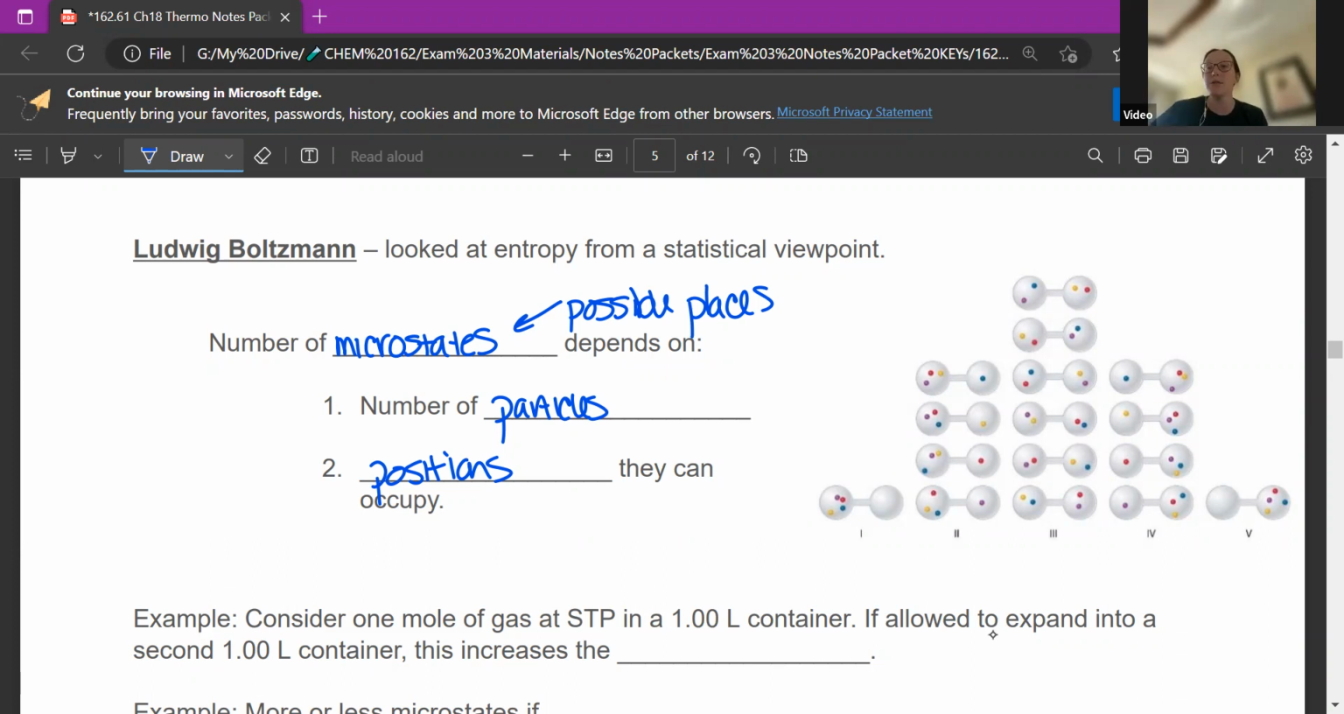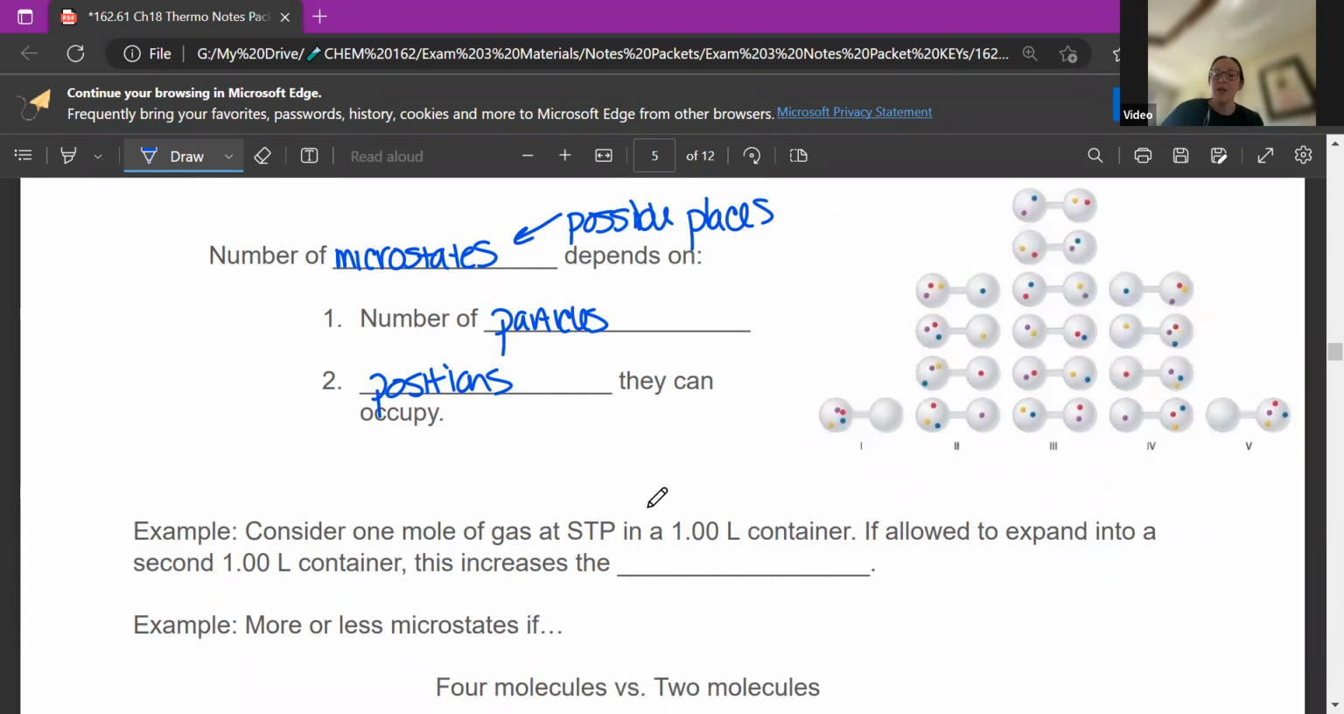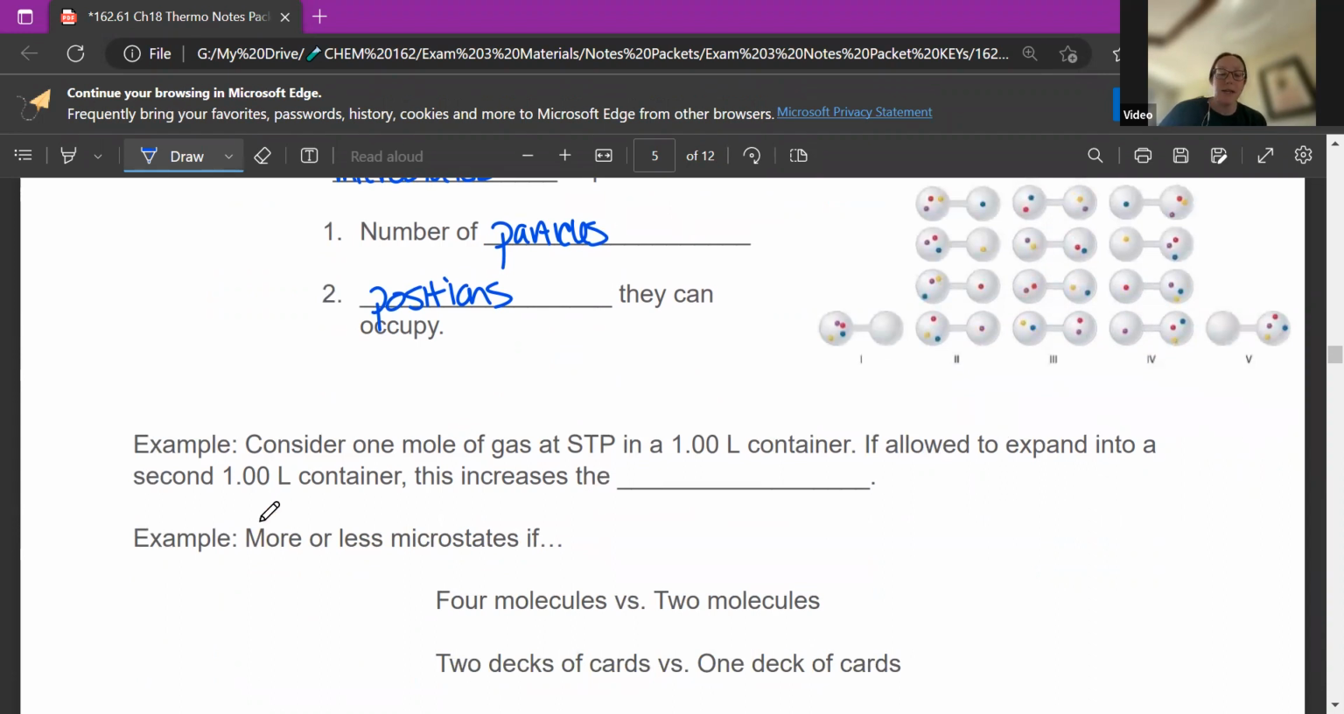Now, if I introduce more particles into the mix, there would be more options. Or if I gave you a 3rd bulb that things could be in, you would have more options. So there are more microstates, meaning more entropy. Microstates and entropy go hand in hand. All right, so we're going to talk on a bigger scale. Consider 1 mole of gas at STP in a 1 liter container. So I've got a mole of gas, so 6.022 times 10 to the 23rd particles. If I allowed it to expand into a second 1 liter container, so I opened another bulb, that increases the entropy, because it has more positions, it has more possible microstates.